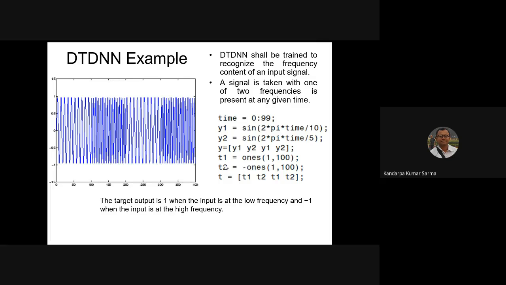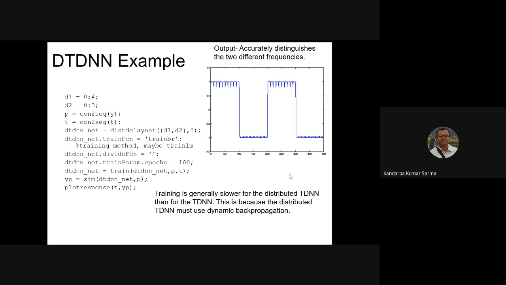Now here T1 shall be one class of frequency, T2 shall be the separate class of frequency, or the separate signal with a separate frequency. So the labeling now will be done as T1, T2, T1, T2. So this Y1 shall be mapped to T1, Y2 will be mapped to T2, Y1 will be mapped to T1, and Y2 will be mapped to T2. So two separate frequencies are being mapped to two separate classes.